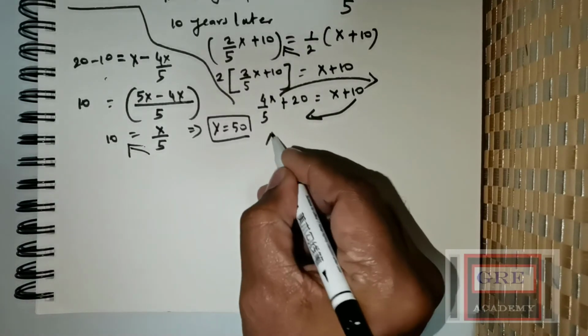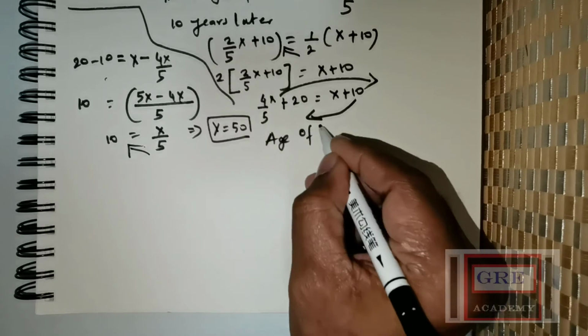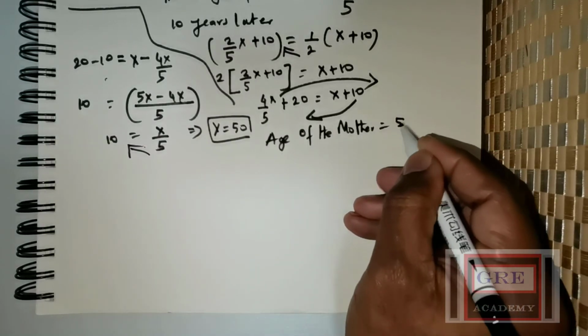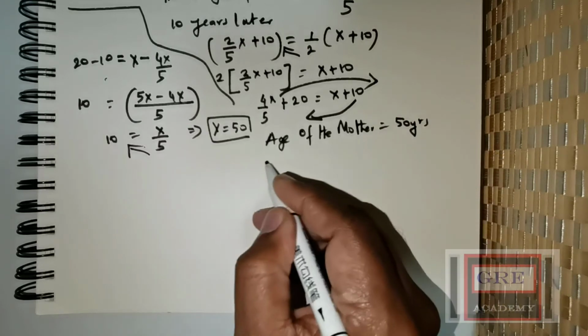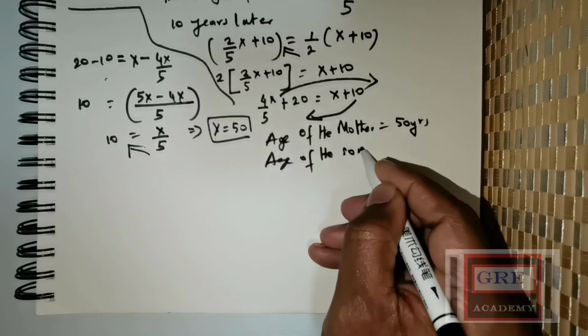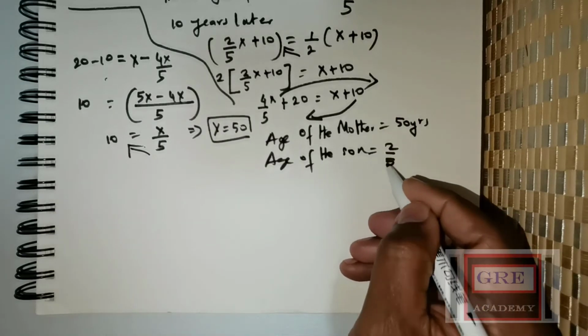So the age of the mother is 50 years and the age of the son is 2/5 the age of the mother.